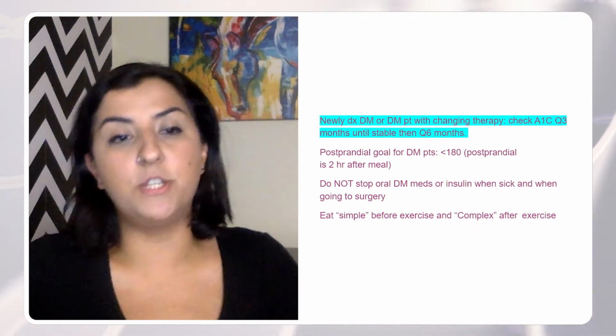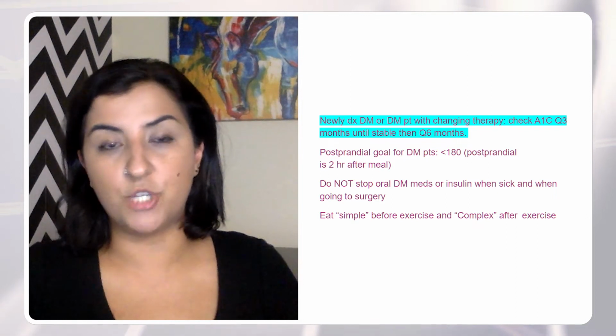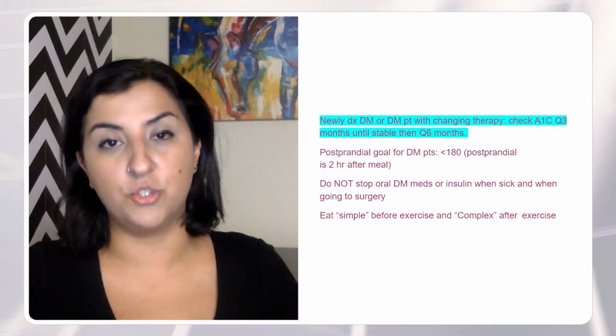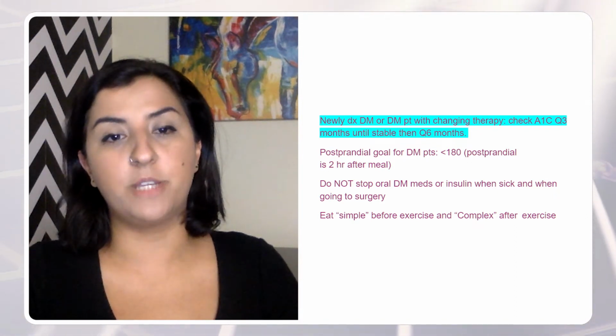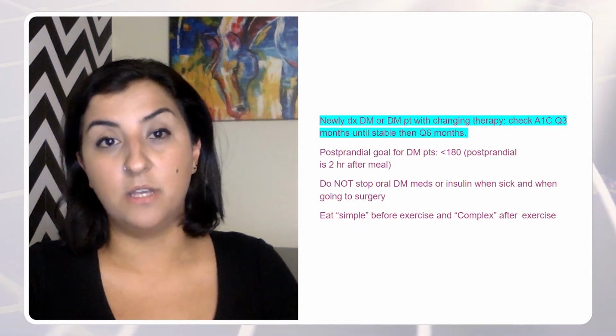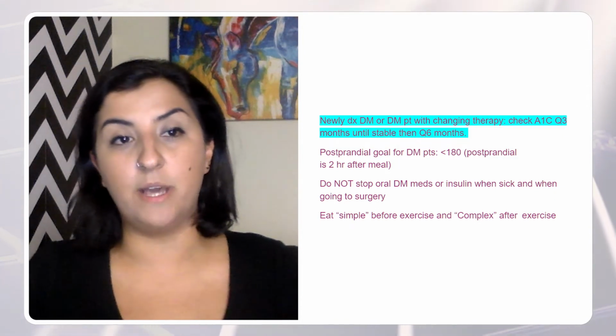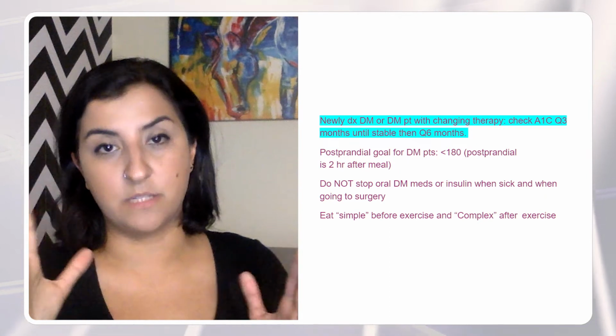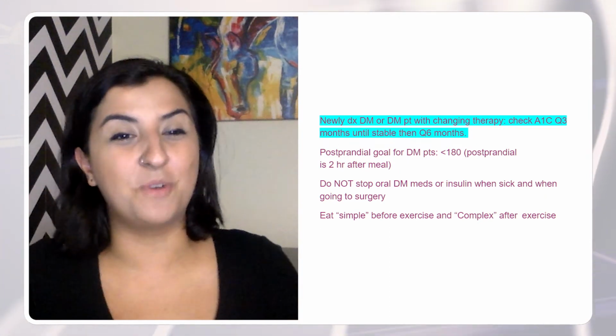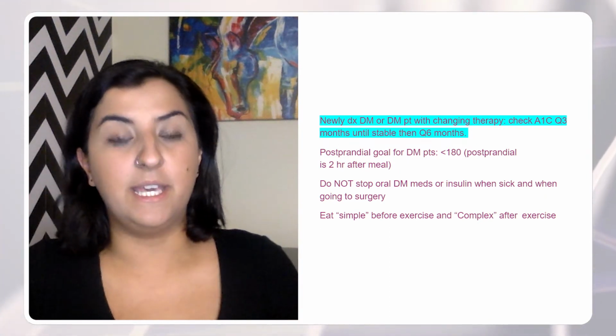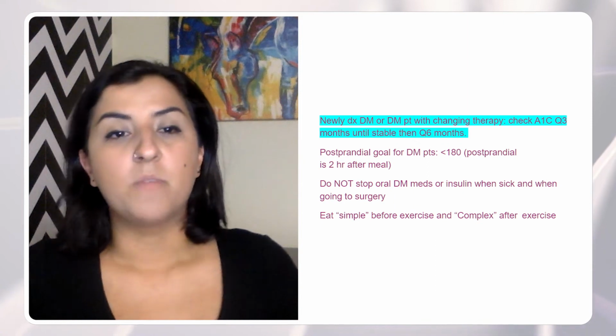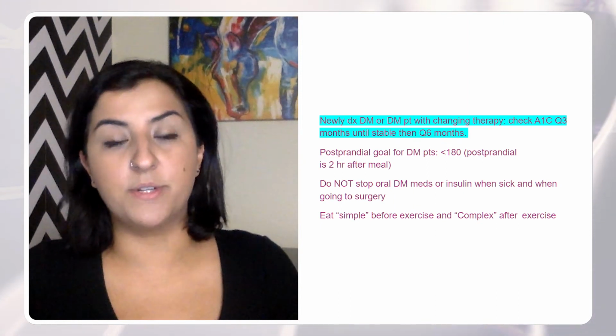Okay, so when someone is new, you just diagnosed your patient with diabetes, he's a new diabetic patient, you got to check their A1C every 3 months. Okay, once the A1C is stabilized, then you check it every 6 months. Okay, postprandial goal for diabetic patients is less than 180. Okay, postprandial means 2 hours after a meal.